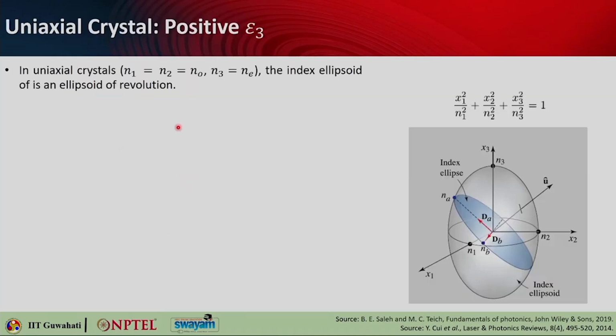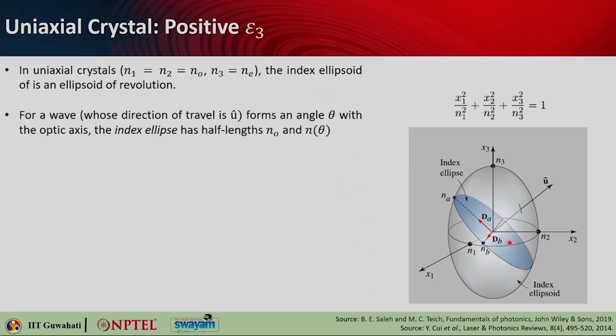Now, in uniaxial crystals, the index ellipsoid is basically an ellipsoid of revolution. So, this is how you can represent that.